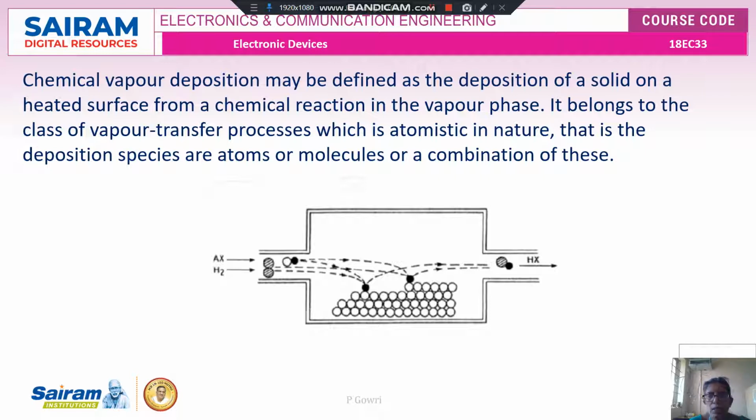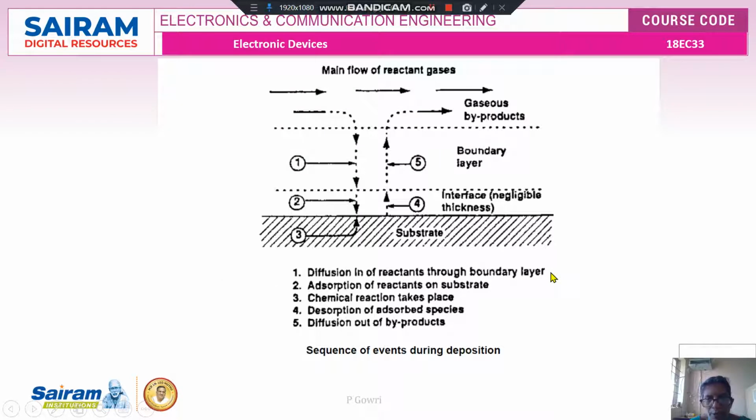Here it belongs to the class of vapor transfer processes. It is atomistic in nature. That is, the deposition will be of species, atoms or molecules, or a combination of these. A chemical reaction will take place, and we will be getting the byproducts, which will be collected later. So this gives the flow of the reactions.